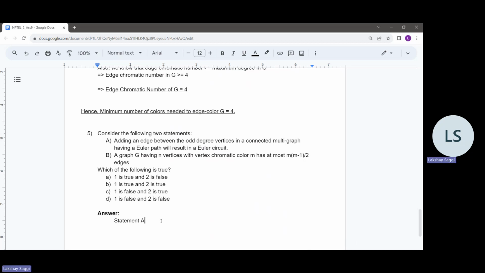Statement A is correct. And why is this correct? Or maybe I should not just write down correct, but I should first give some explanation. So we are given a connected multigraph having an Euler path. Since a graph, so we are initially given a graph having an Euler path, right?